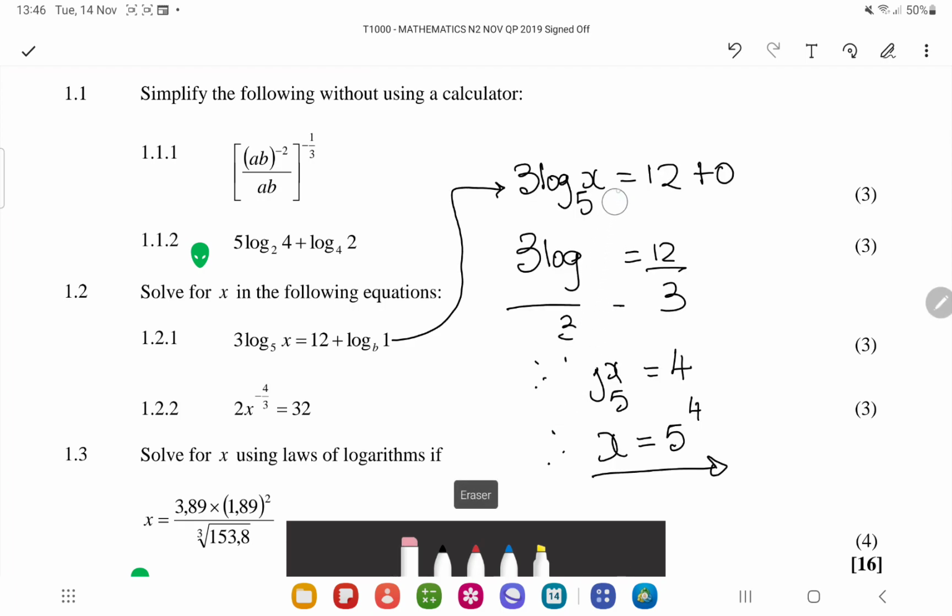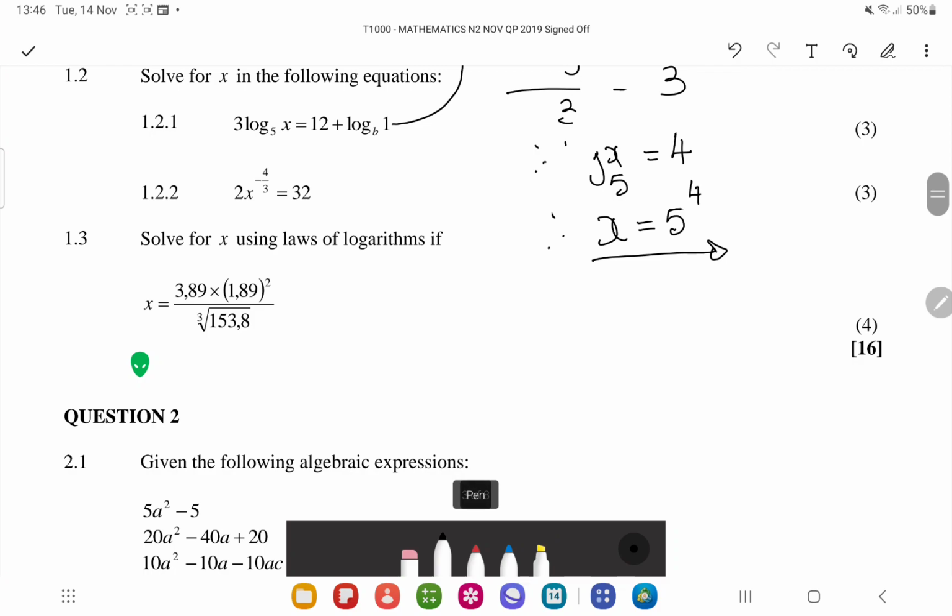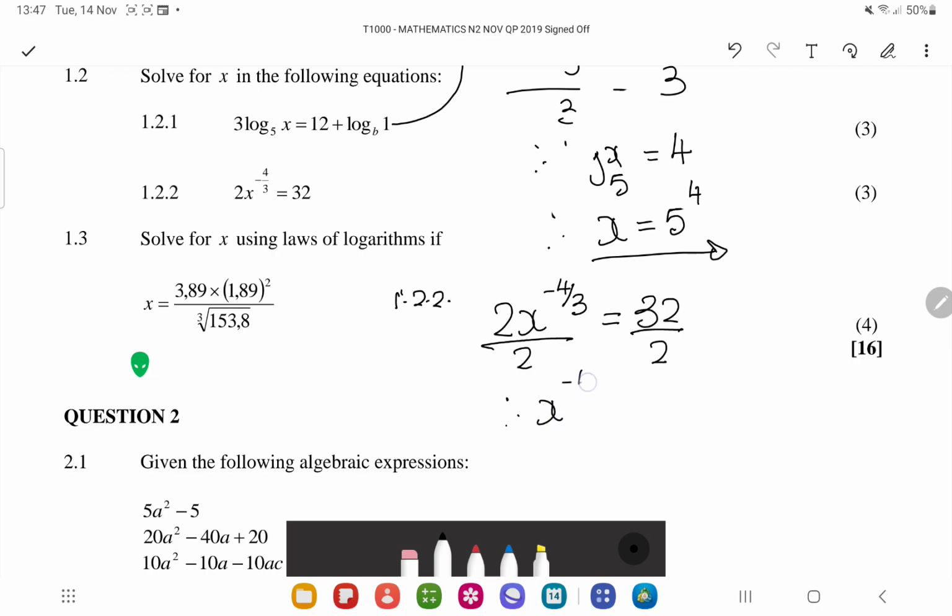Then now we are going to the other stage here, which is the second one, number B, 1.2.2. The question says we've got 2x^(-4/3) equal to 32. Rule number 1, we can divide everything by 2. Divide everything by 2, so that will be x^(-4/3) equal to 16. Then rule number 2, we can change 16 in terms of 2 or in terms of 4. I'm going to change it in terms of 2. Then we've got x^(-4/3) equal to 2^4.